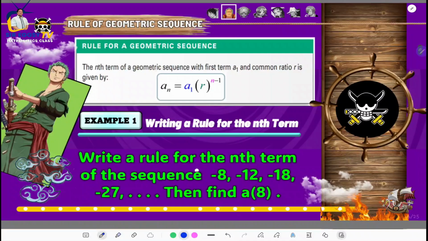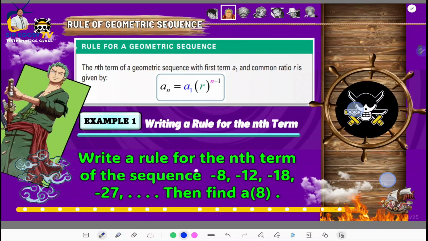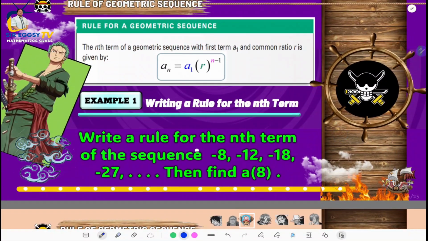Okay, so as we all know, the rule of geometric sequence is that the nth term of a geometric sequence with the first term and a common ratio is given by the formula a sub n is equal to a sub 1 times r raised to n minus 1, wherein a sub 1 represents the first term and r is represented by the common ratio. Now let's have example number 1.